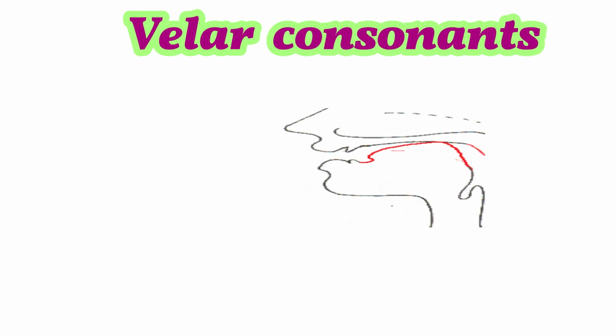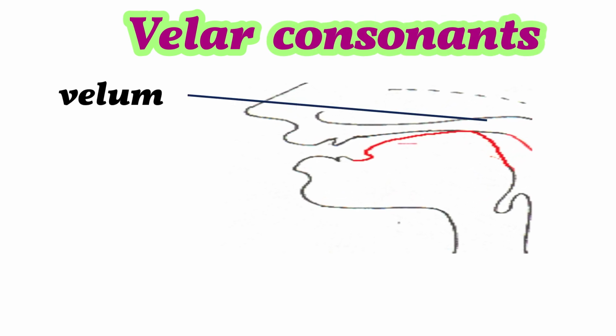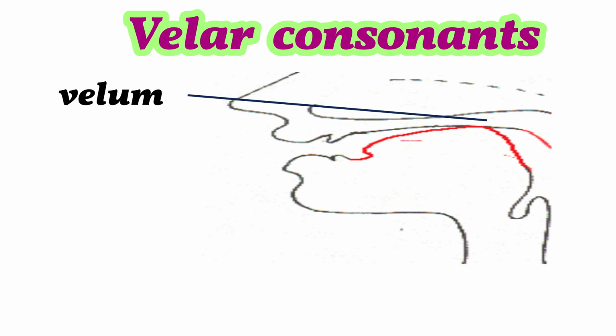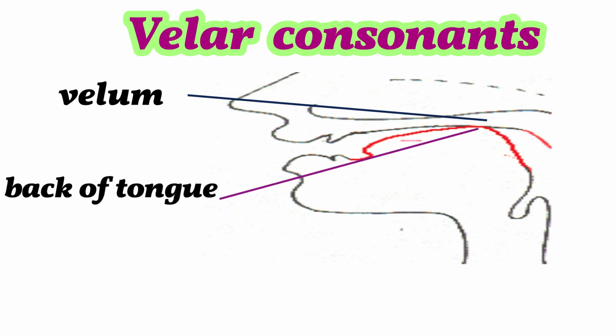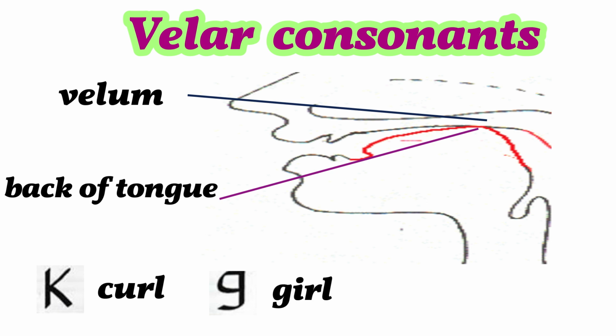Velar consonants. Velar, they come from the velum. Now the velum is a muscular flap that closes off the nasopharynx during swallowing or speaking. So velars are produced with the back of the tongue touching the soft palate, as in k, in curl, or g, as in girl, as in rung. The back of the tongue touching the velum or the soft palate.